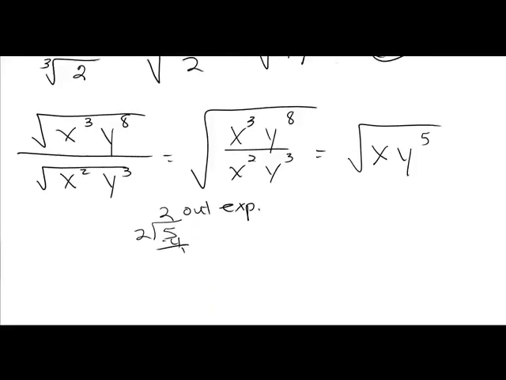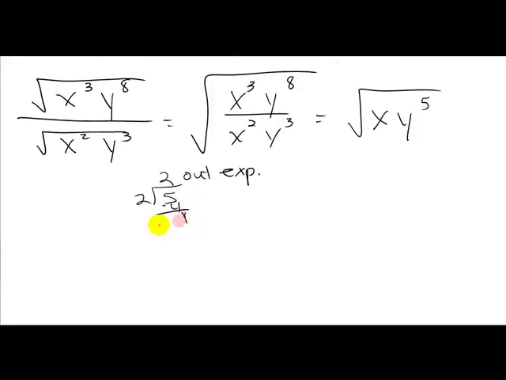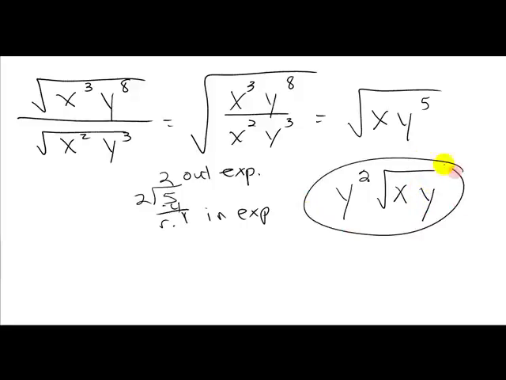I'll have a remainder of 1. So this will be my in exponent. So on the outside, I will have y squared. On the inside, I'm left with the x that we couldn't take out. And we've got 1y that has to stay inside. Okay, let's do one more like that.